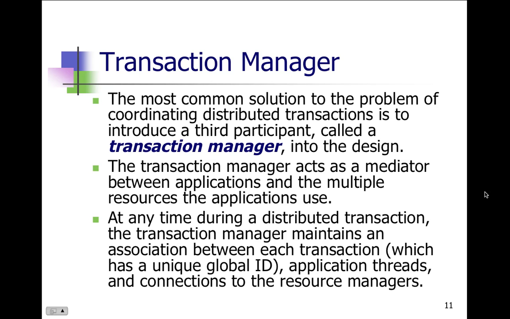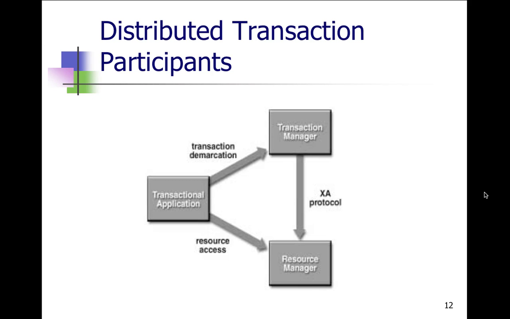So at any time during the distributed transaction, the transaction manager maintains an association between each one of the transactions, which has its own global ID, hopefully some sort of an identification system, the application threads, and the connections to the resource managers. We can have more than one resource manager, as we've seen. A resource manager is like the connector that's going from the Java bean to the database. It's a resource manager for the database. We can have a resource manager for the file system, for the web server, for all the other different components.